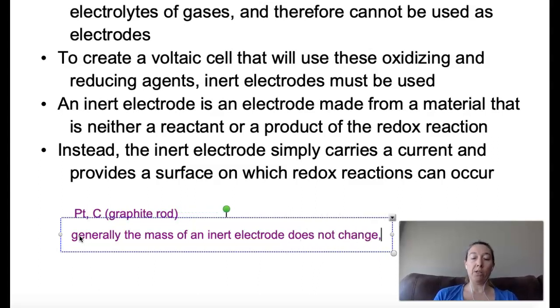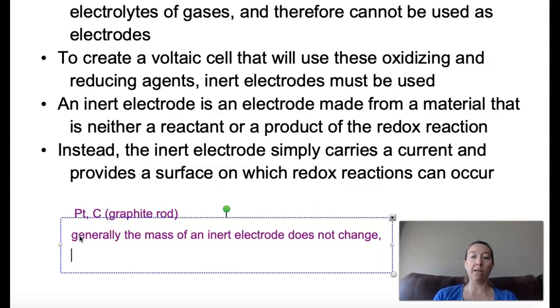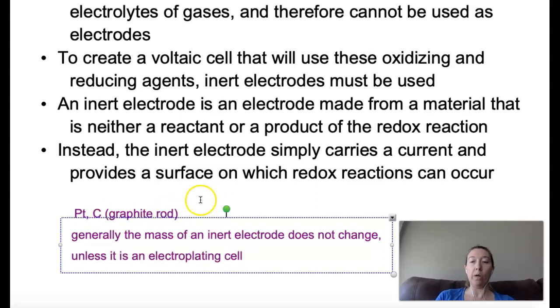Okay, you will find though that when we get into electrolytic cells, there are some cases where it will change, okay? And the reason it doesn't change is, if you think back again to the last video, I talked about how you would look at your half reaction to determine if the mass increased or decreased. Well, if it's an inert electrode, it shouldn't be anywhere in my half reaction, so the mass should not be changing. Okay, so the exception to this rule would be an electroplating cell, and we will talk about that in a later video, okay? But generally we find they don't change because we are not producing more of it.